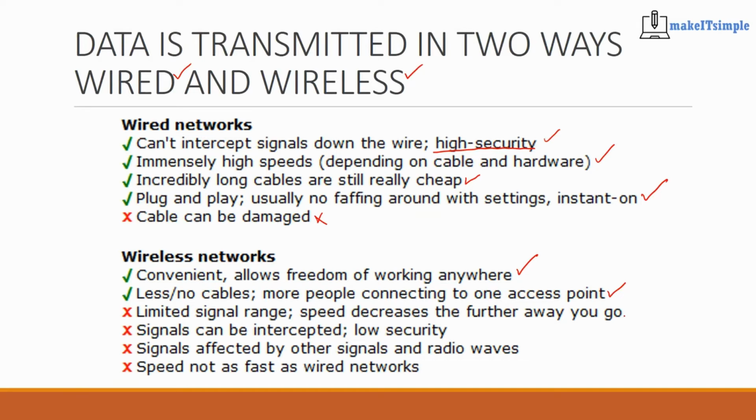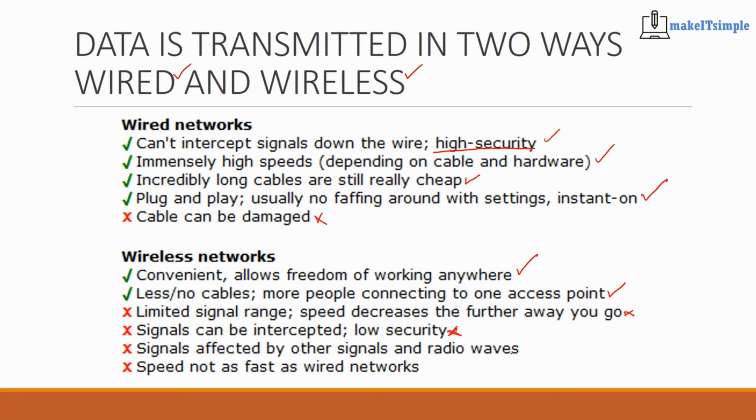you do have a limited signal range. That means that if you go out of the range of the Wi-Fi network, things won't work. And it could be intercepted anywhere. You don't need to be connected to the cable to intercept wireless signals. It's right there.